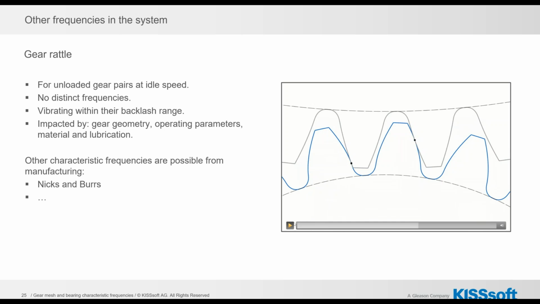And of course, this gear rattle is impacted by the gear geometry. So the larger the backlash range, the higher the probability of gear rattle. Then it's also connected to operating parameters, materials, and also the lubrication. And for lubrication, it's not only the viscosity which is important, but also the fluid film inside the transmission. Other characteristic frequencies are also possible from manufacturing, such as nicks and burrs, and in case of polymer gears, there can also be some squealing from the material.